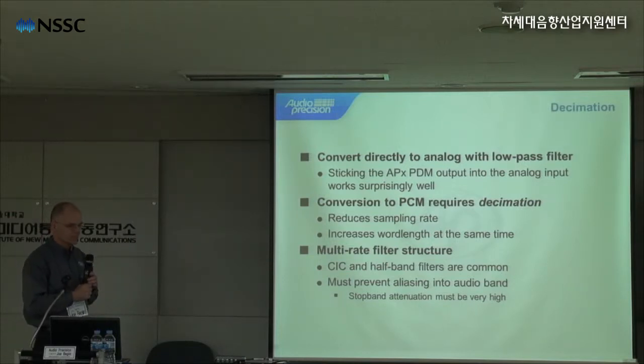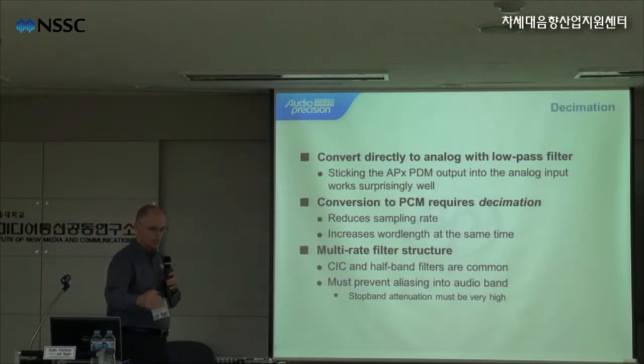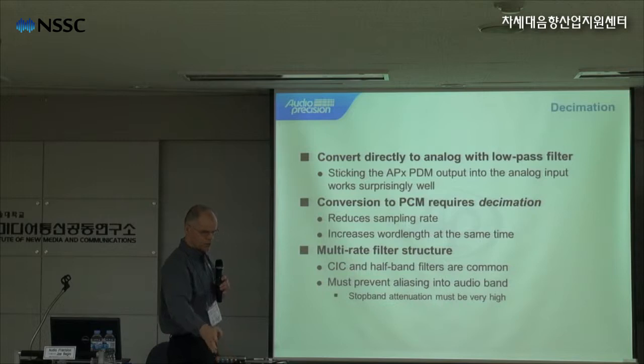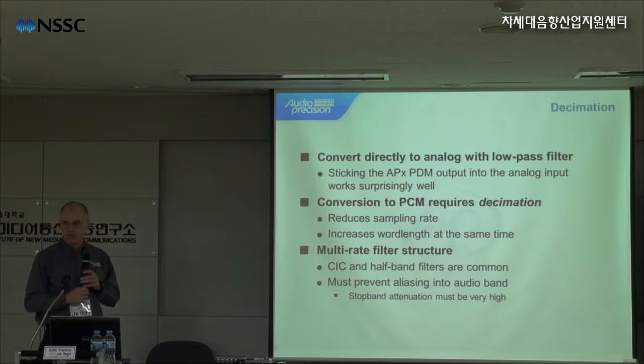So for example, the bit clock coming into the system here typically runs at 2 to 3 megahertz. And you can actually take the signal from one of these MEMS microphones and plug it into an analog input. It acts as a low-pass filter, and you get a reasonable approximation of the audio signal.